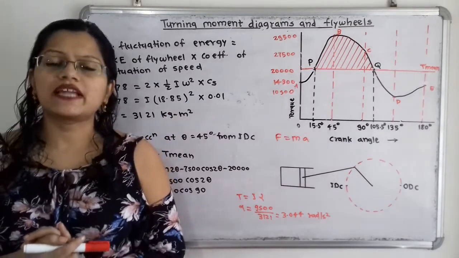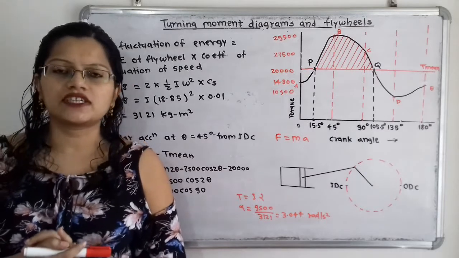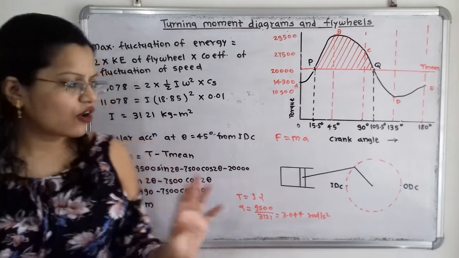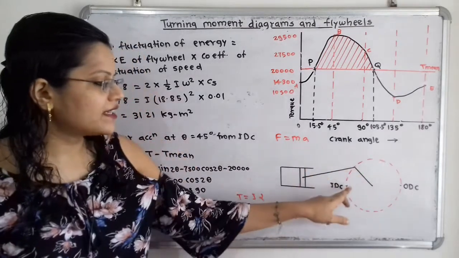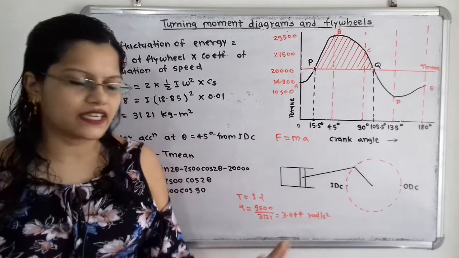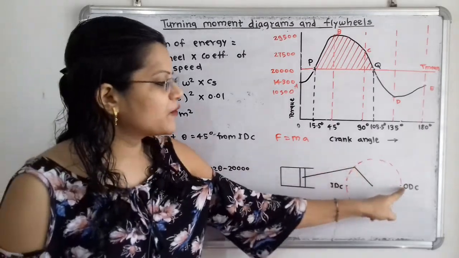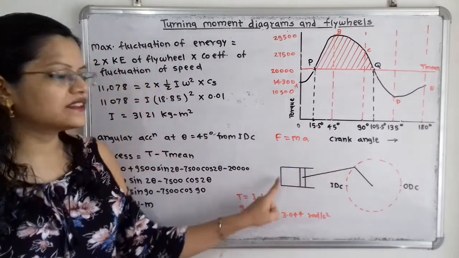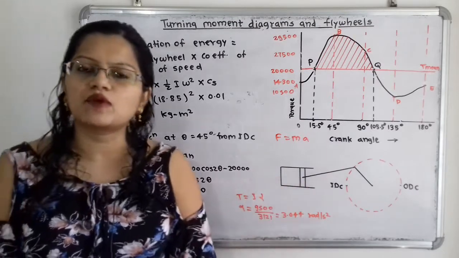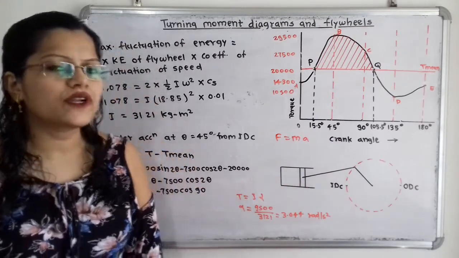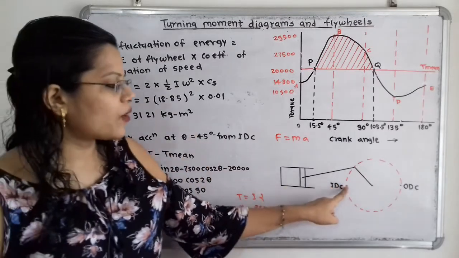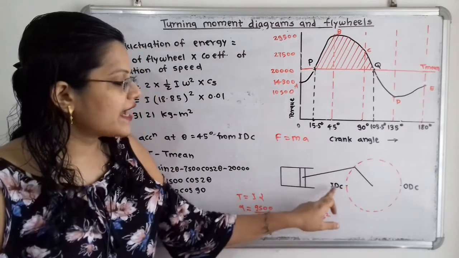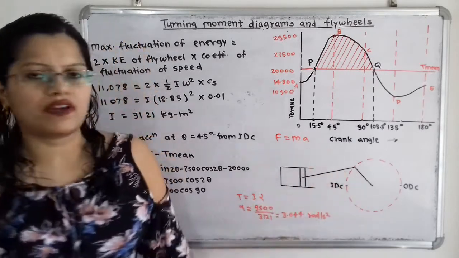Now we will move to the next question, that is the angular acceleration at theta equal to 45 degree from inner dead center. If we observe the rotation of the crank, initially the crank is at inner dead center, and after completing its half revolution it reaches the outer dead center, and this crank is connected to this piston cylinder arrangement, and there is reciprocating motion of the piston. So we have to take theta equal to 45 degree from IDC, that is inner dead center. We will consider 0 degree at this inner dead center, so the angle is 45 degree.